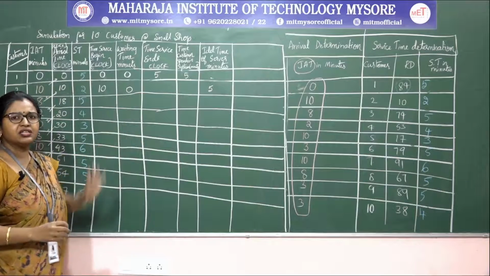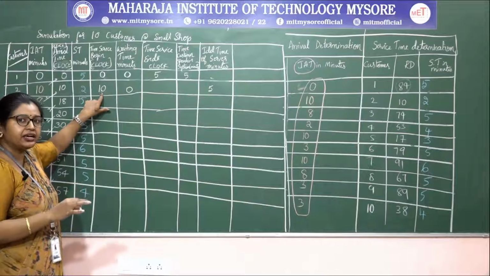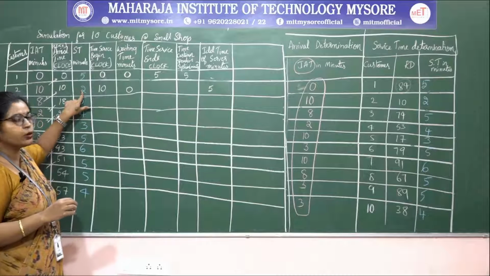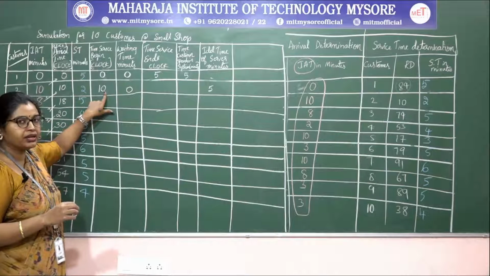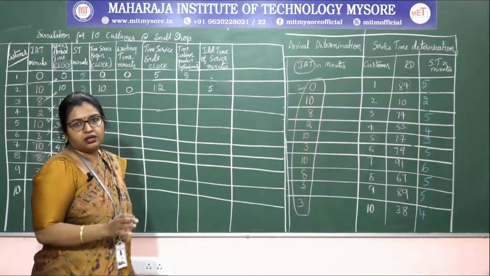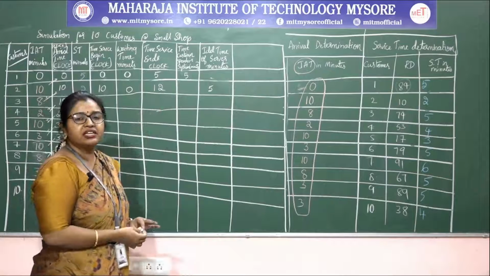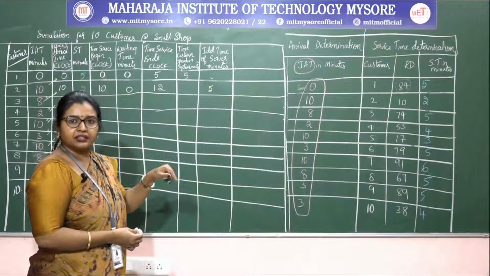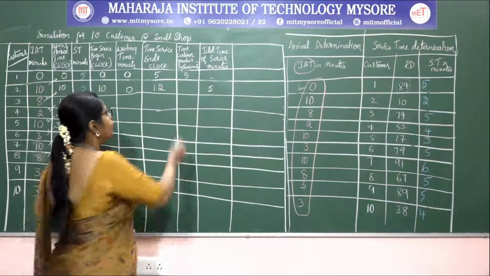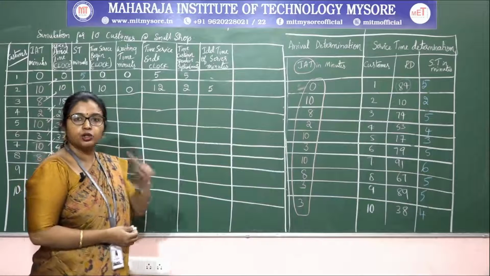And next, at what time does the service end? He started taking the service at the 10th minute, so how many minutes of service is he taking? 2 minutes. He started at the 10th minute, so at the 12th minute he is going to end his work. Therefore, what is the total time he spent in the system? He came at the 10th minute and completed his work by the 12th minute, so only 2 minutes he spent in the system.